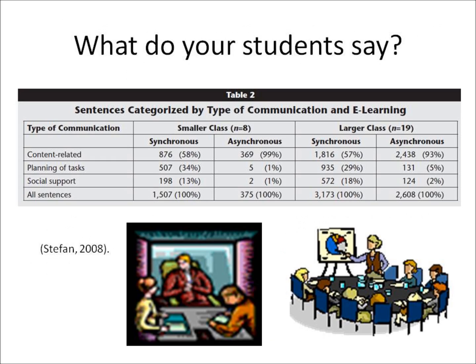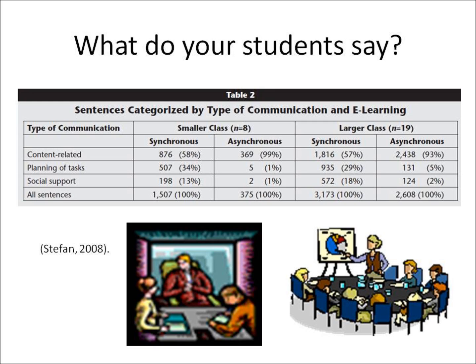One important thing that we've learned about synchronous versus asynchronous instruction is what's reflected here on our chart. 99% of the sentences that students used in an asynchronous class dealt with content-related information. So most of the time when the students were discussing things in an asynchronous class, they're focused on the content, both in a smaller class size and in a larger class size.